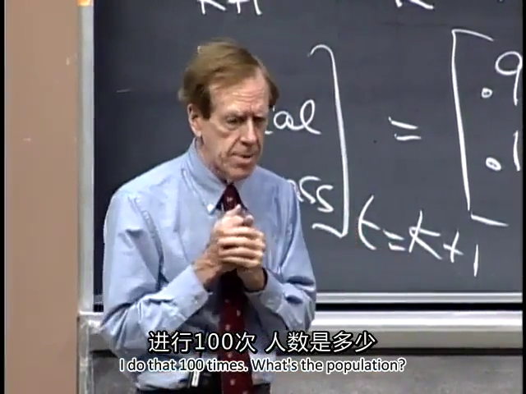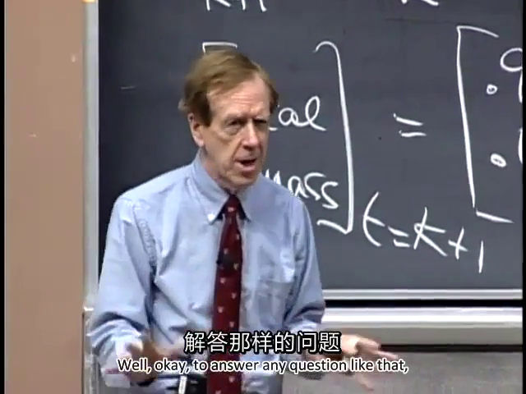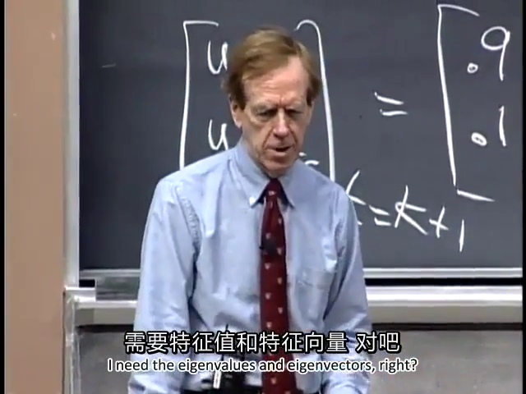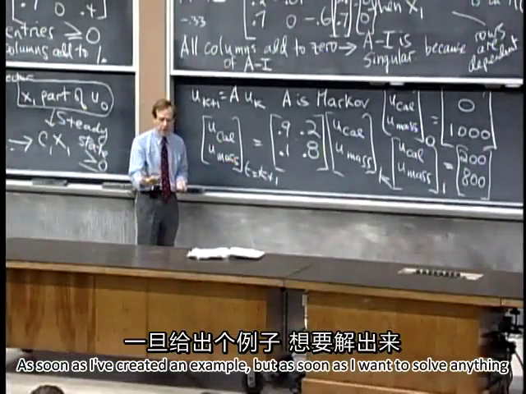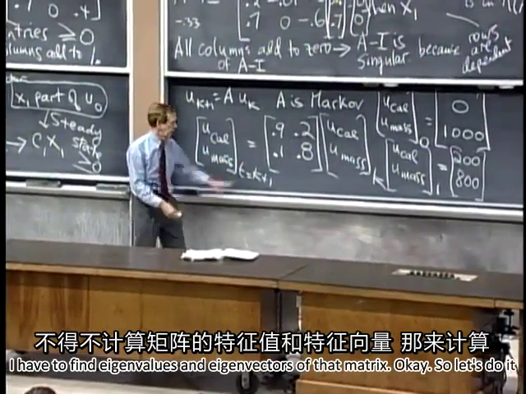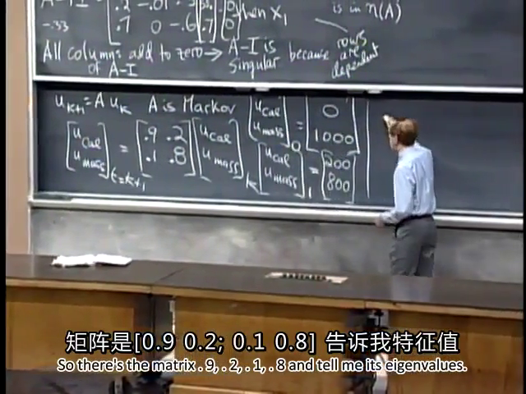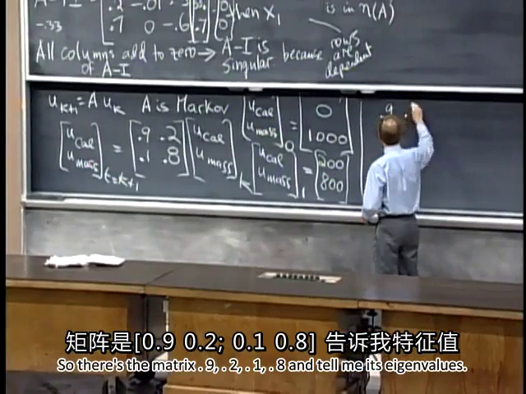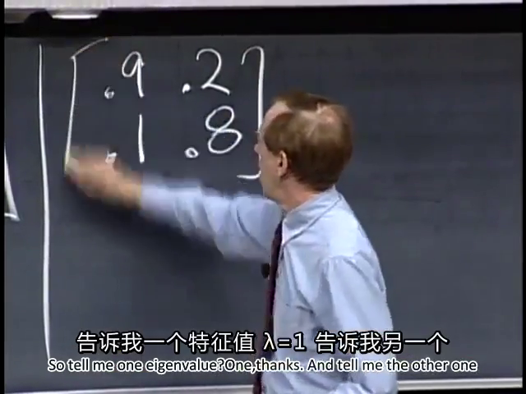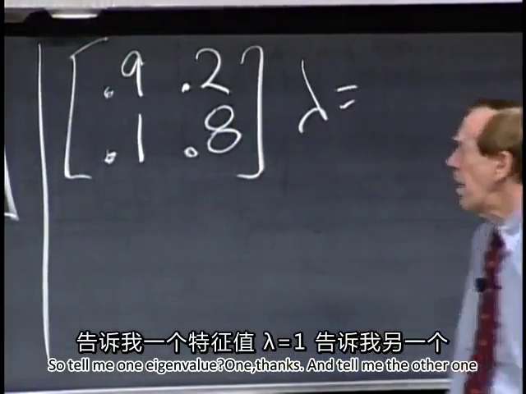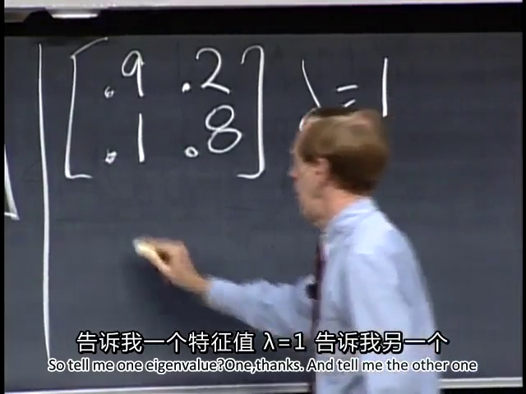Okay, I do that a few times. I do that 100 times. What's the population? Well, okay, to answer any question like that, I need the eigenvalues and eigenvectors, right? As soon as I've created an example, but as soon as I want to solve anything, I have to find eigenvalues and eigenvectors of that matrix. Okay, so let's do it. So there's the matrix 0.9, 0.2, 0.1, 0.8, and tell me its eigenvalues. Lambda equals, so tell me one eigenvalue. 1, thanks. And tell me the other one.